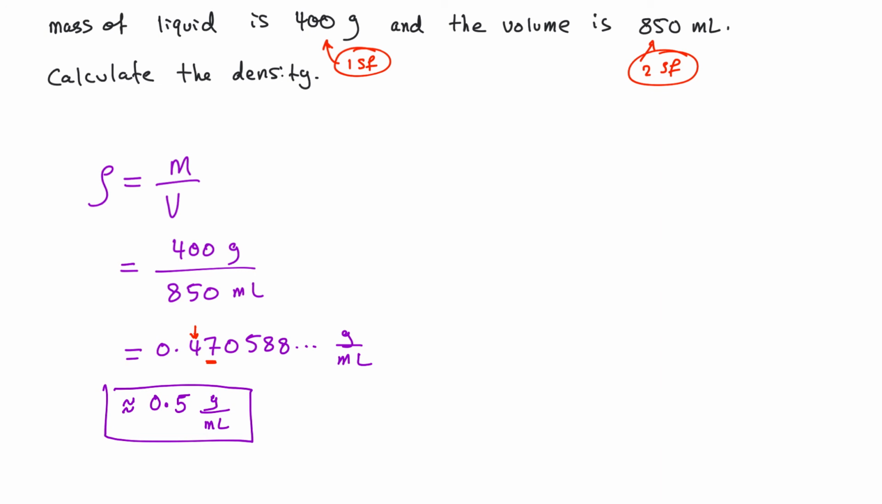But sometimes you would see the unit written differently, so you might see the final answer written as 0.5 grams per milliliters. Sometimes you may see it as 0.5 grams milliliters to the -1. And sometimes you may see milliliters written with a lowercase l, which is another common way that people usually write it. So keep in mind that these are all the same and all of these answers should be acceptable. Just make sure that you look at the significant figures.